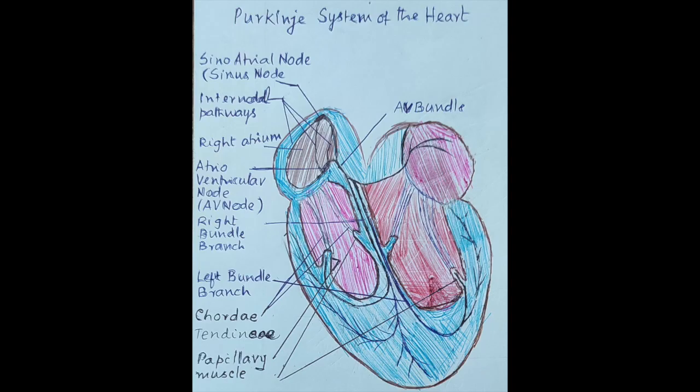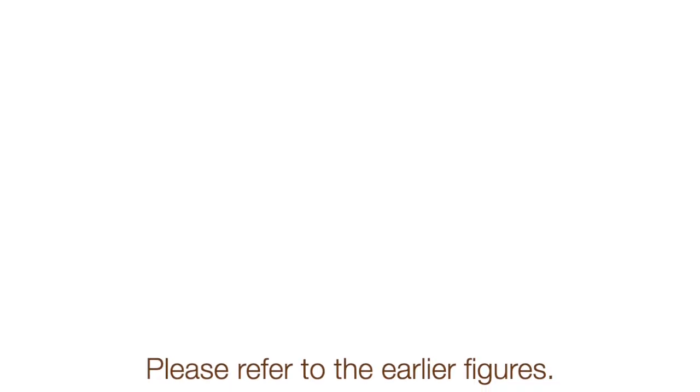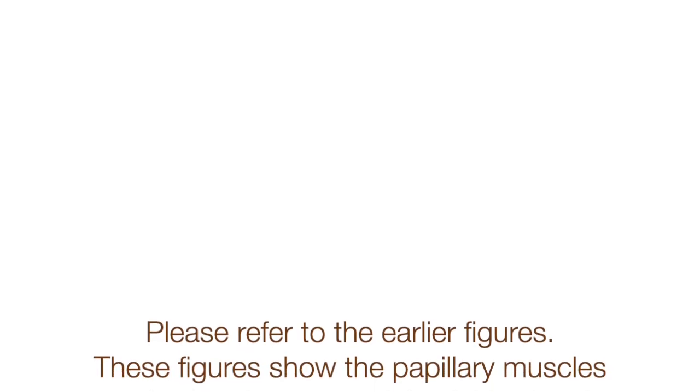This figure shows the structure of the heart. Papillary muscles attach to the valves of the AV valves by the chordae tendineae. The upper figure for the mitral valve shows the cusps of the mitral valve attached to the chordae tendineae, which are themselves attached to the papillary muscles, which are anchored to the heart walls. Please refer to the earlier two figures for the structure of the AV valves.